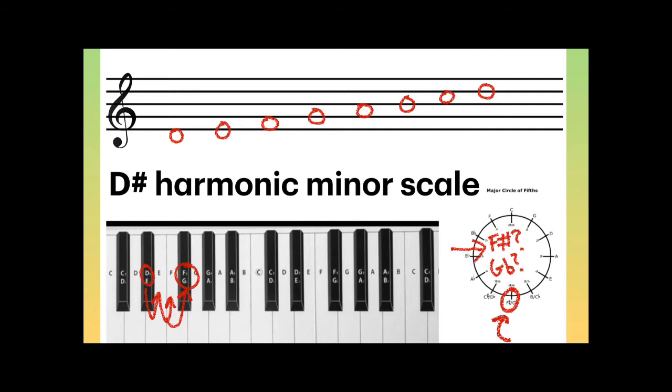Do you remember the first 6 sharps in our order of sharps? F, C, G, D, A, and E. In our D sharp harmonic minor scale, everything is sharp except for B. Let's write those in.